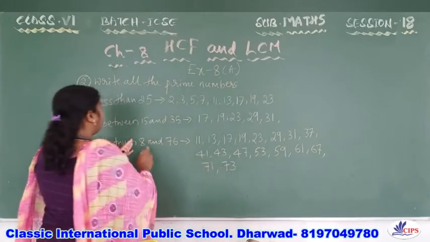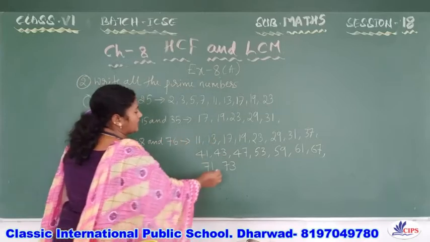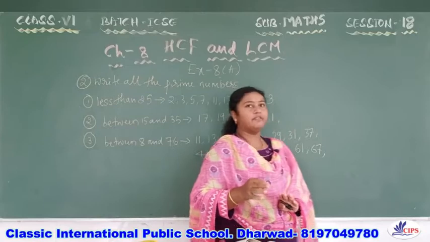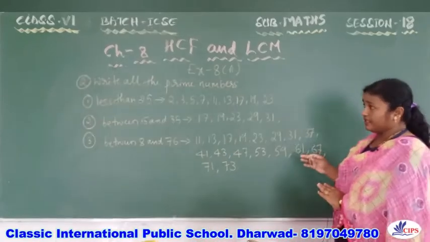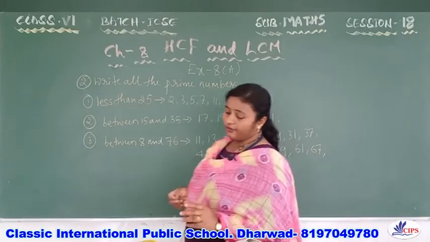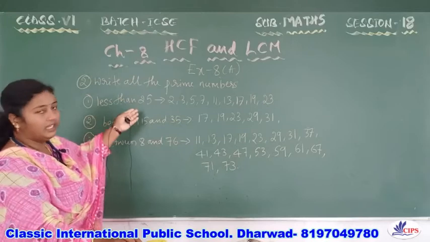They told us to write the prime numbers between 8 and 76. So 73 we can write last and stop here, because 75 and 76 are both composite numbers. This is all about the second main. Now let us go for the third main. I think you understood how to write the prime numbers in between.